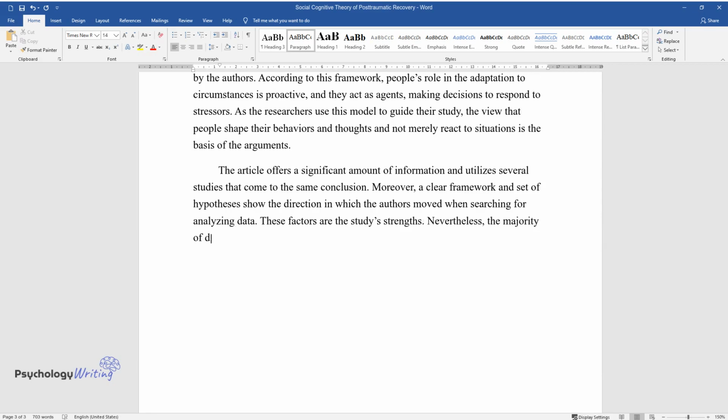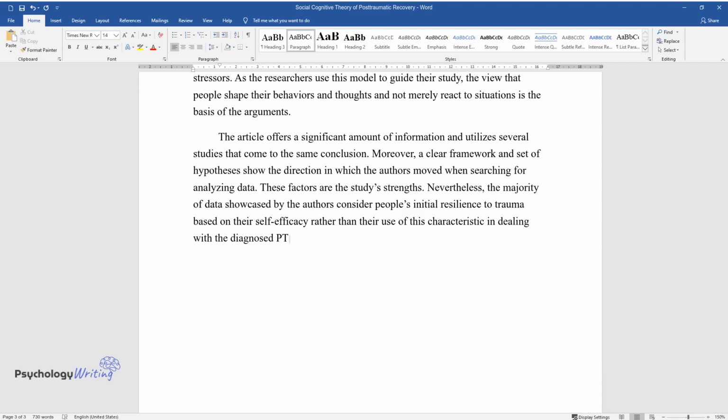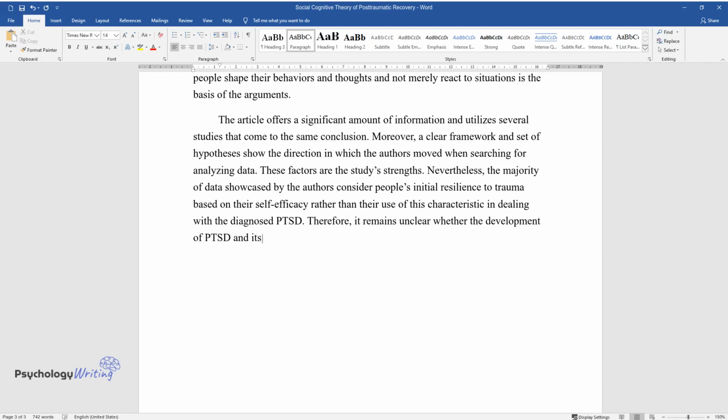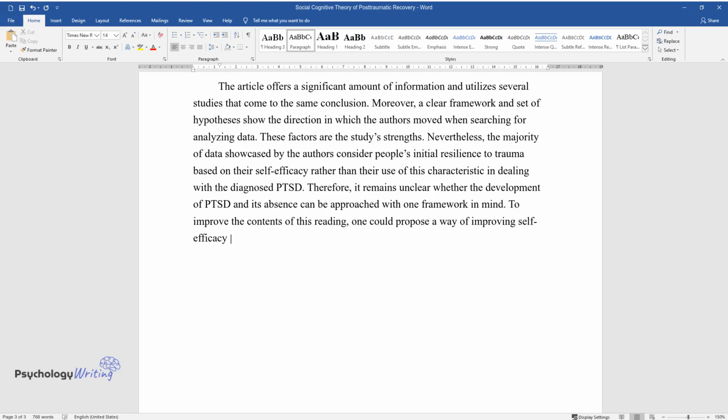Nevertheless, the majority of data showcased by the authors consider people's initial resilience to trauma based on their self-efficacy rather than their use of this characteristic in dealing with the diagnosed PTSD. Therefore, it remains unclear whether the development of PTSD and its absence can be approached with one framework in mind. To improve the contents of this reading, one could propose a way of improving self-efficacy in people with PTSD and research studies that investigate the effect of this strategy.